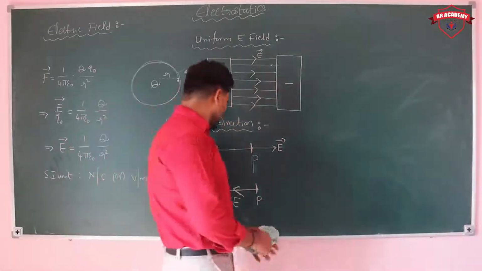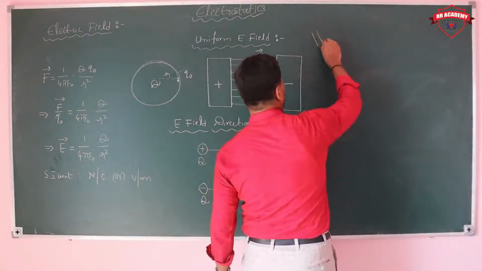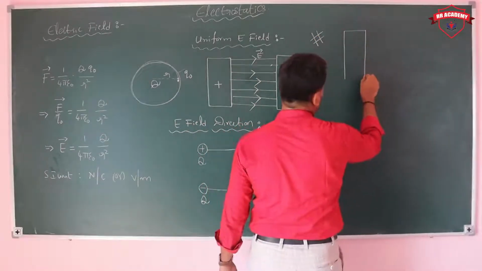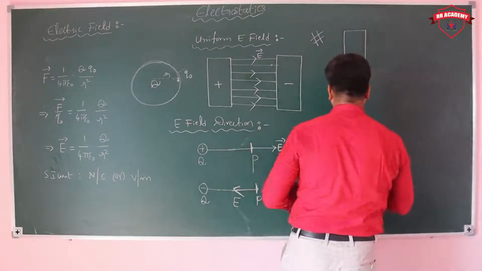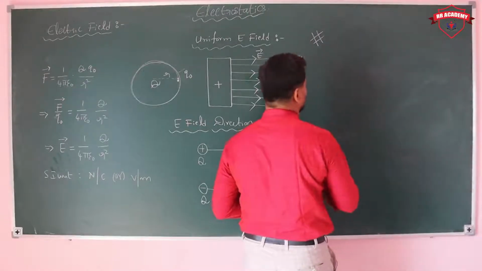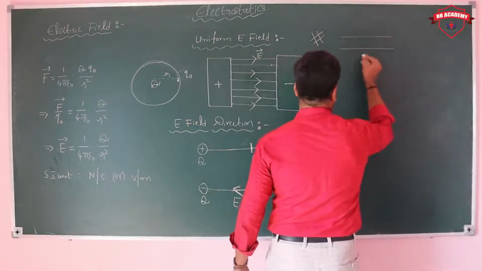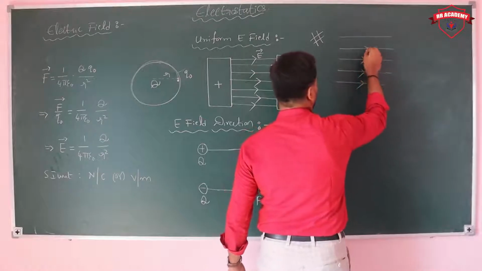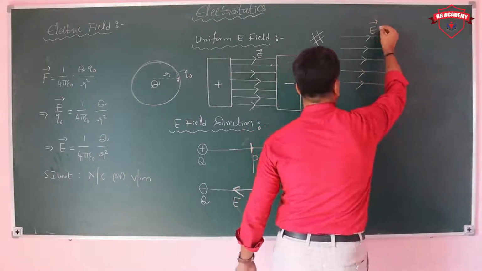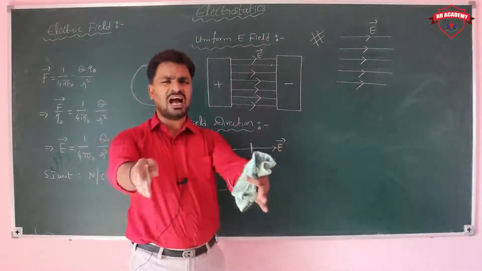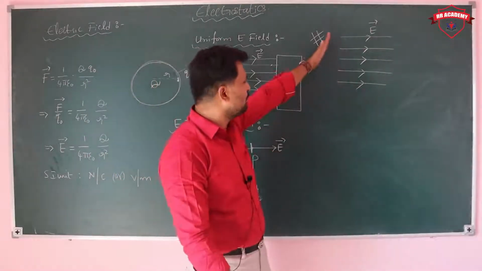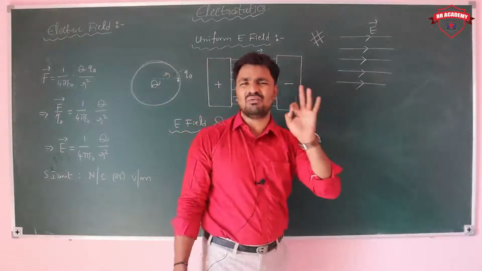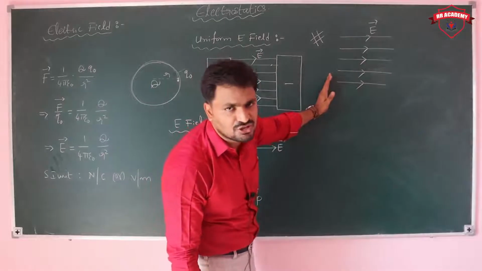For example, if we put a positive charge, nothing but a proton, in a uniform electric field. In a uniform electric field there is no need to write the positive and negative charges every time. Just mention some lines parallel to each other with arrow marks like this. So this is a uniform electric field. But you have to imagine here there is a huge amount of positive charge.